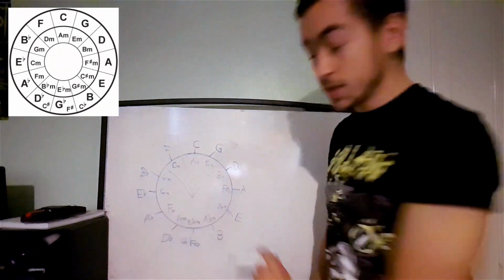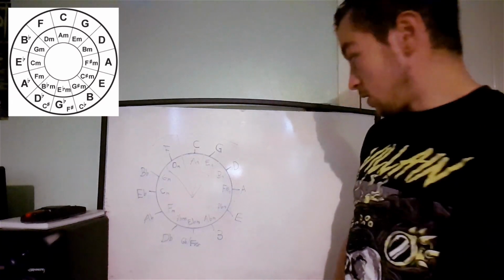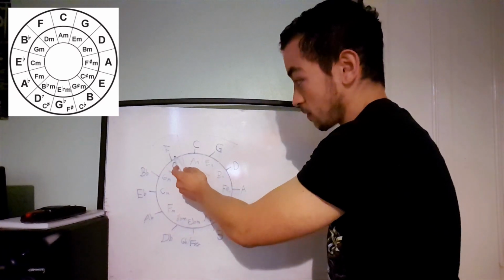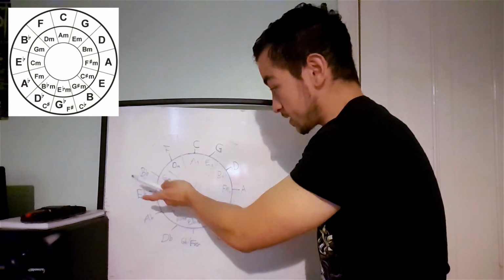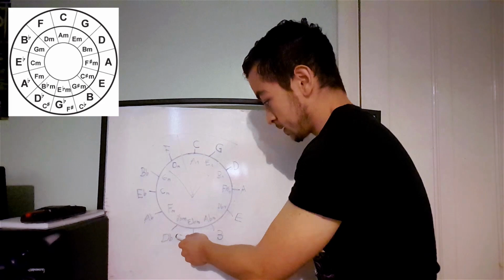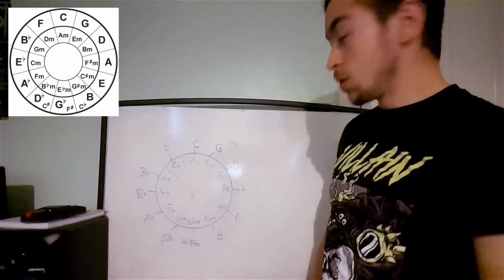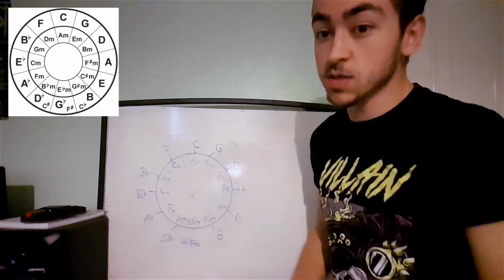And then if we go backwards, we can figure out how many flats are in a particular key. So F has 1 flat, B flat has 2 flats, E flat has 3 flats, A flat has 4 flats, D flat has 5 flats. Okay, so we can actually figure out what these notes are as well.